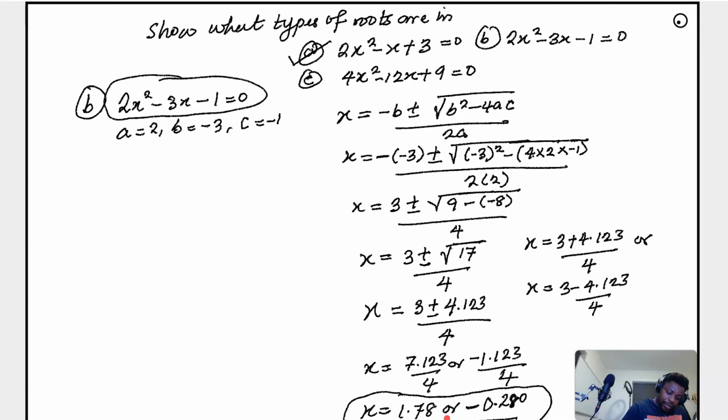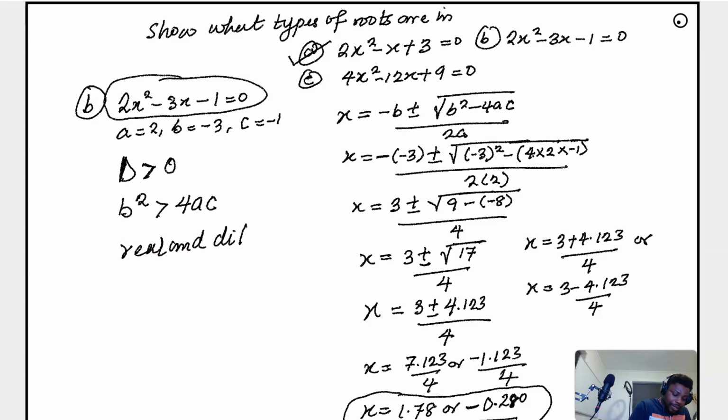So now you can see that here the roots of this equation are different roots and they are real because it is not complex. So that is why when d is greater than 0, which simply means b squared is greater than 4ac, you are going to have real and different roots. So the roots are different because this 1.78 is not minus 0.280, and they are real because it is not complex number.